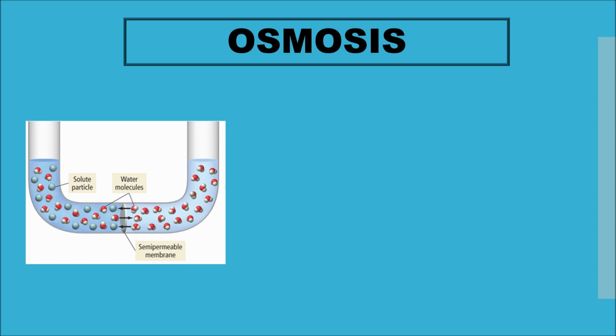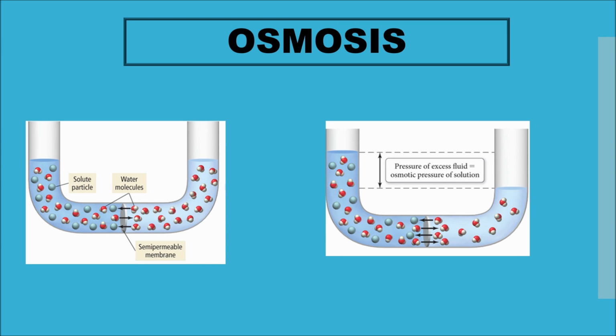Osmosis is the movement of water molecules from a region of low concentration to one of high concentration through a semipermeable membrane. The amount of pressure needed to keep osmotic flow from taking place is called the osmotic pressure. That's usually measured as the difference in height when you are measuring using a U-tube.